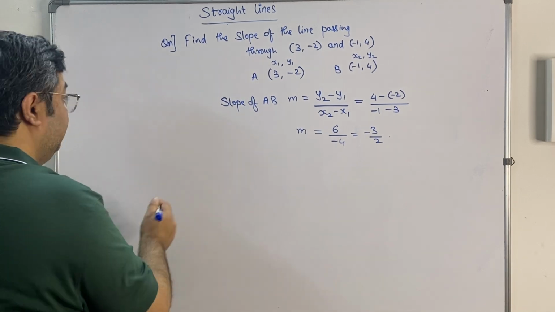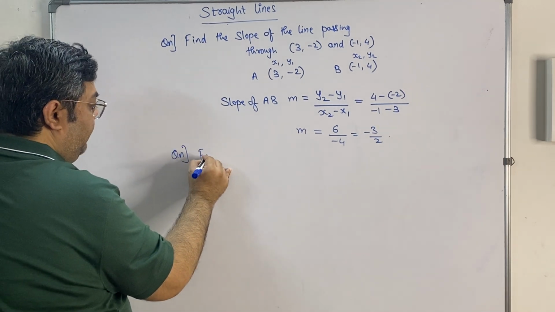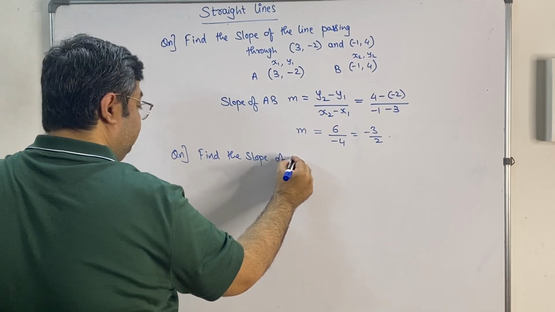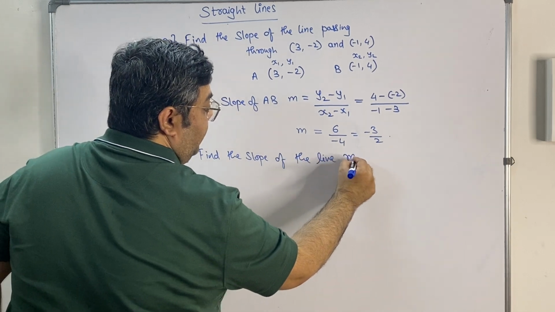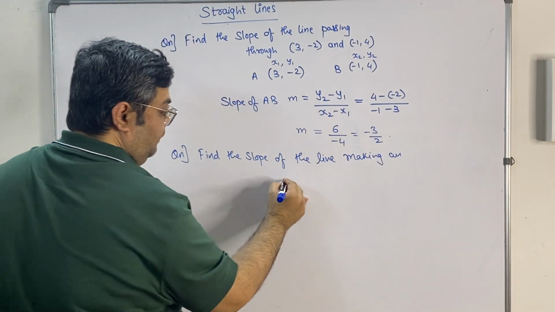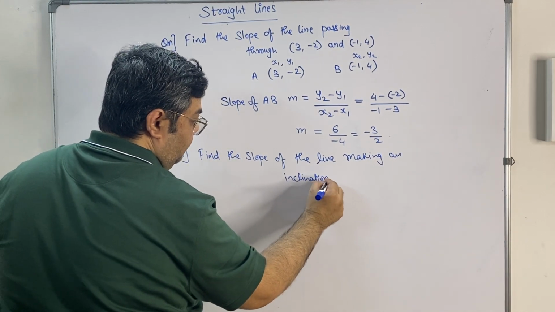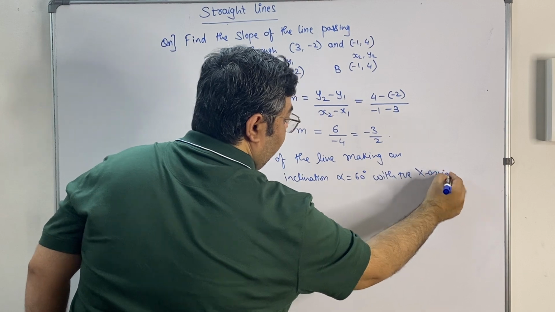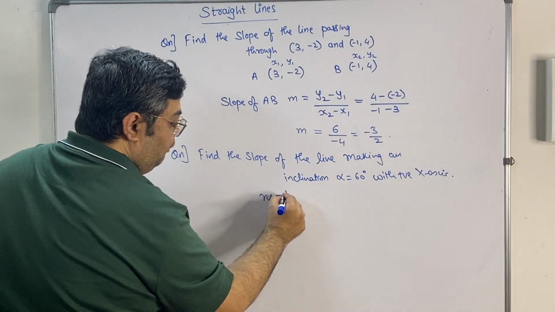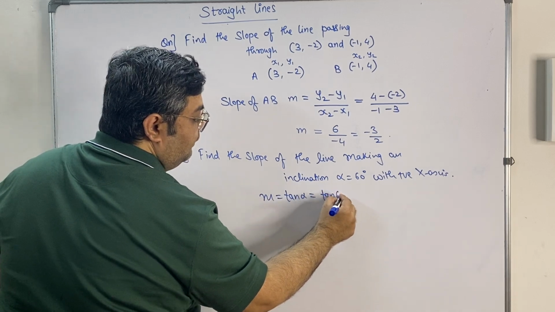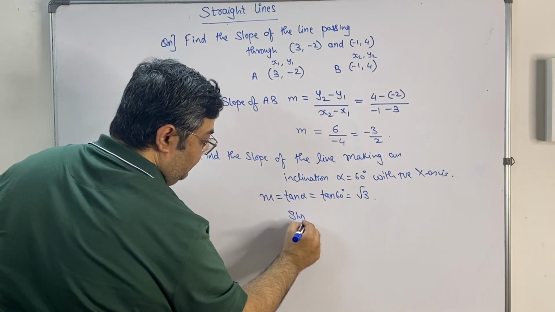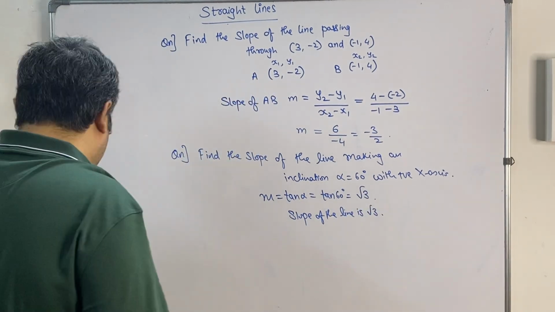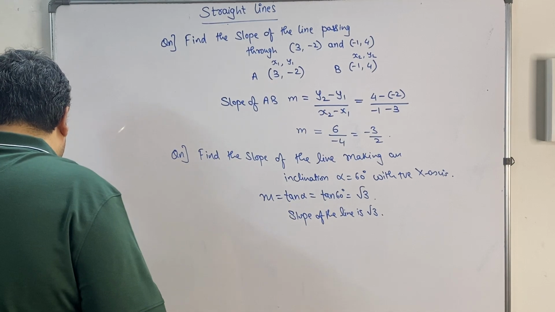Again there is another question asking, find the slope of the line making an inclination alpha is equal to 60 degree with positive x-axis. So here we know the formula. M is equal to tan alpha, directly insert कर देंगे tan 60 and that gives us √3. Slope of the line is √3. ठीक है, we can use this. आगे ये करते हैं.